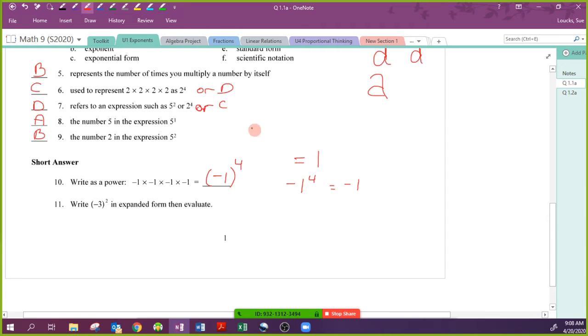Because remember, when we do our BEDMAS, which rules everything we ever do in math, there's no grouping in this, but exponents come first, which means that the first thing I'm going to do is apply the exponent to just what it touches, which is the 1. So it's 1 times 1 times 1 times 1, and then there's the negative. For question 11, -3 is the base, so it's -3 times -3. That's expanded form. And evaluation, -3 times -3 is +9.